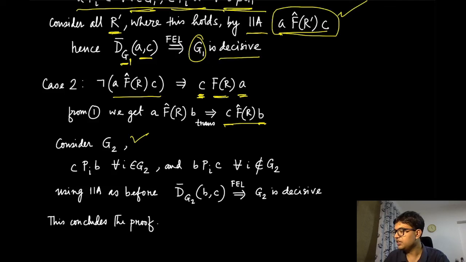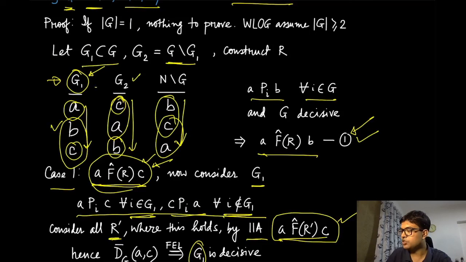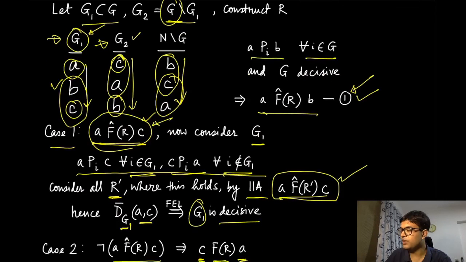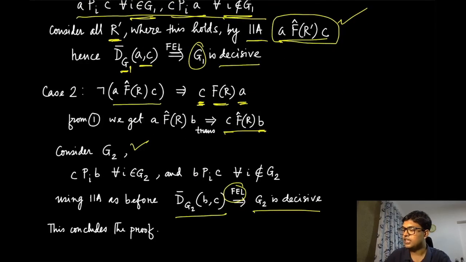So now we construct all R primes on which this is true, very similar to case 1. And for all those cases, using IIA, we can say that G2 is almost decisive between this pair of alternatives B and C. And then we again apply the field expansion lemma to conclude that G2 is going to be decisive. So what we have shown is that you can always come up with some strict subsets G1 or G2 of this original set G, which was a decisive set, and construct preference profiles in such a way that you have either G1 to be decisive or G2 to be decisive. And that concludes the proof.